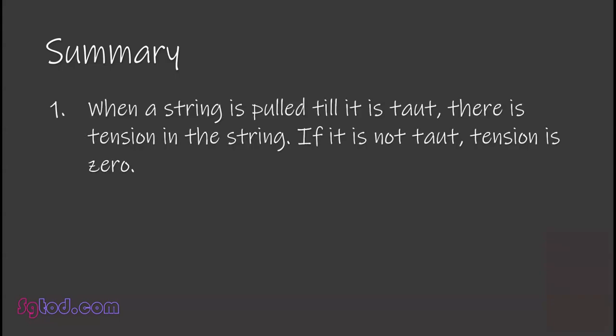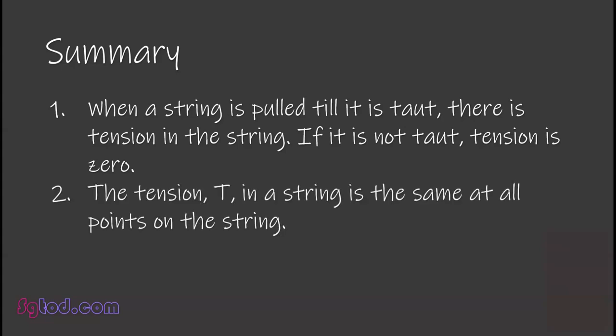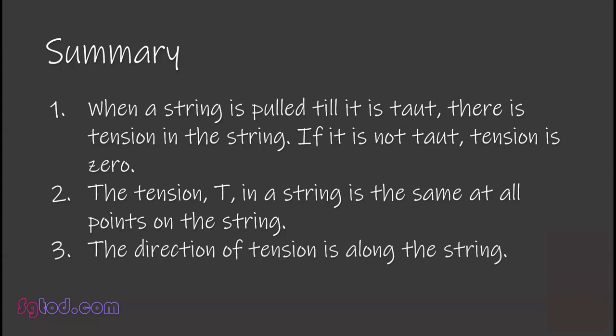In summary, when a string is pulled till it is taut, there is tension in the string. On the other hand, if it's not taut, the tension is zero. Now, when there is tension in the string, the tension T in the string is the same at all points on the string. The direction of the tension is along the string.